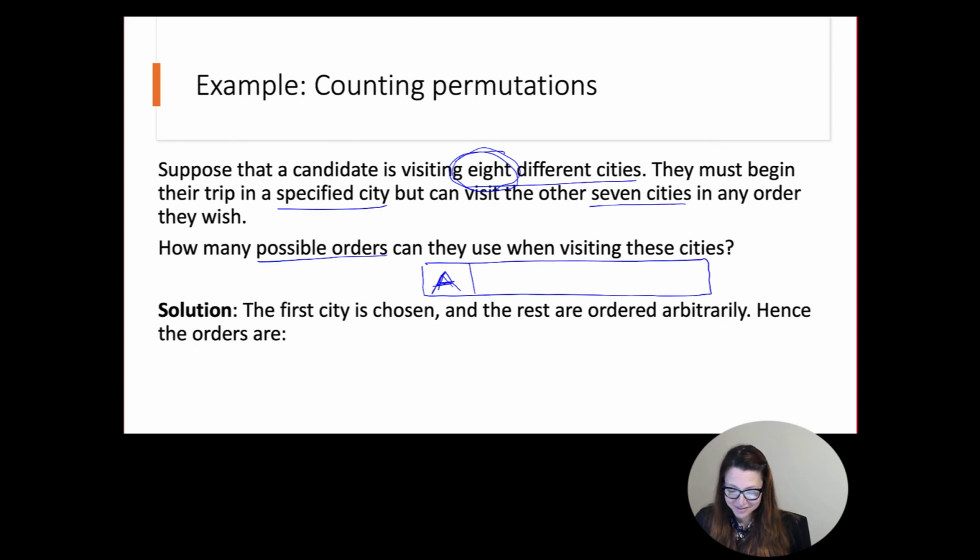Is the first one always the same city, or is it different? Always the same. Yep, because it's where they're starting. So they're just going to start in the city they're at. It's not going to change. The first one's specified. So I see Daniel, Adam, a few others have been suggesting 7 factorial. And why? How many choices do I have for city number 2?